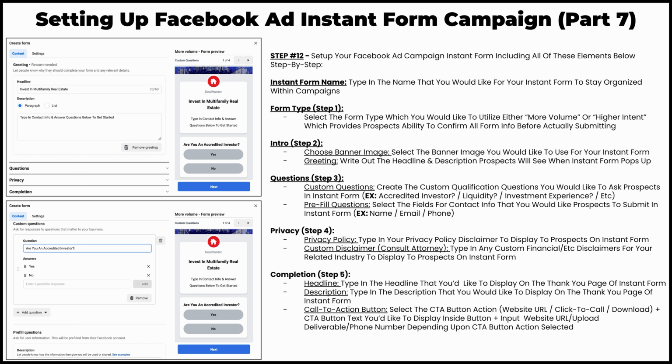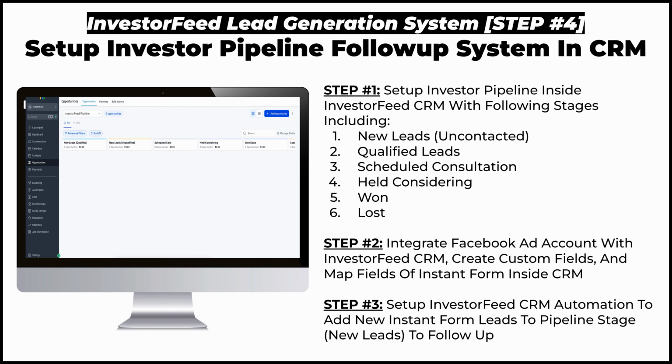You can have them click to call. You can have them download a specific resource. And also the call to action button text you'd like to display inside the button. And then also if you're utilizing a website URL, you can input that website URL or upload the deliverable or type in your phone number, just depending on the call to action button action that you've selected. So that is how you set up your instant form.